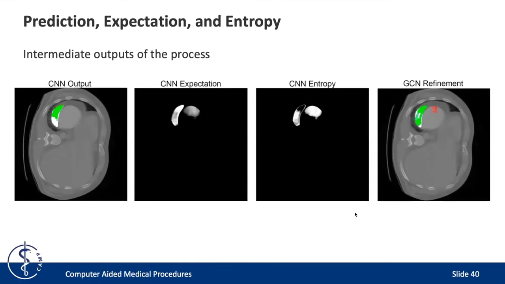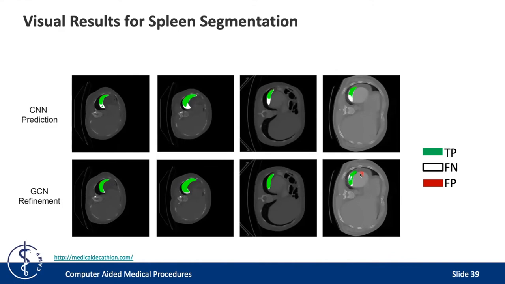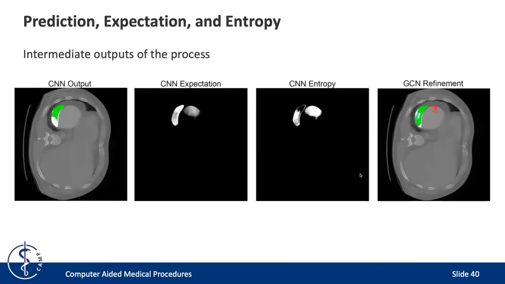Okay, so to see where these regions could come from, we can, for example, take a look at the intermediate outputs of the process. We can see the CNN output, we can see the expectation from this particular prediction, we can see the entropy, and we can see the GCN refinement. As you can see, these two outputs here are components of the graph formulation, and also are used for weighting the edges of the graph. And we can see this small area of false positives comes from this expectation.